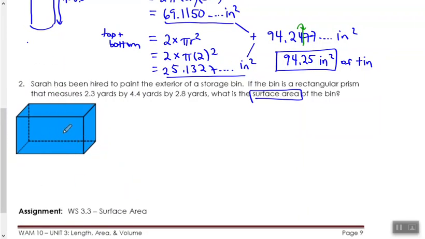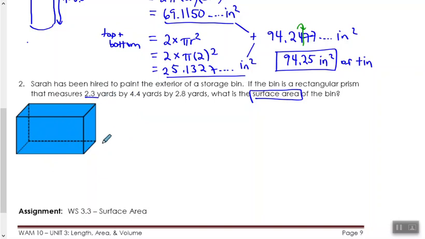So any rectangular prism, you're going to have 6 sides. So you'll have a front and a back that are the same area, a top and a bottom that are the same area, and a left side and a right side that will be the same area. So we only really have to figure out 3 areas. Okay, so let's put our dimensions in.